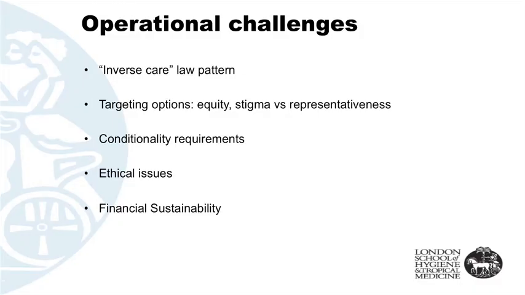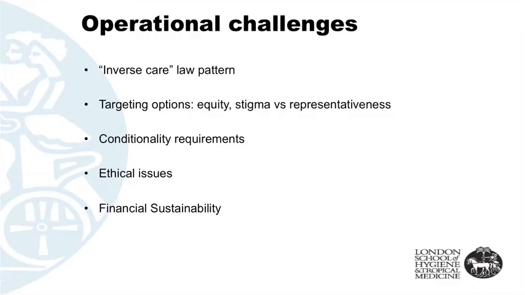However, the shift from TB-specific to TB-sensitive, to a more inclusive social protection towards TB, brings a lot of operational challenges. First of all, there is an inverse care law pattern by which countries that could potentially most benefit from a better collaboration between social protection and TB control programs are also countries that have a very fragile social protection environment. There is an issue about targeting. Of course, as I said, we need to move towards a more sensitive approach by which we don't target specifically TB patients. But TB is a relatively rare disease.